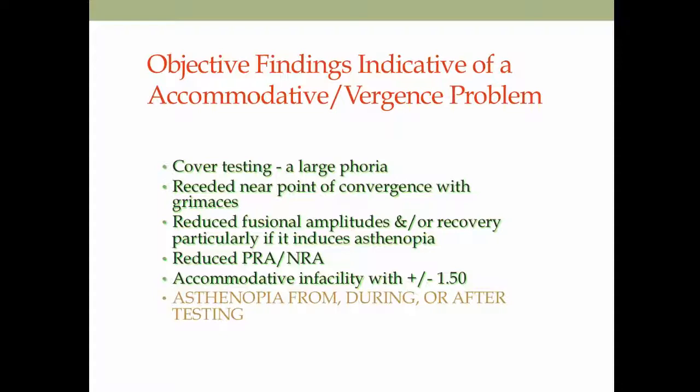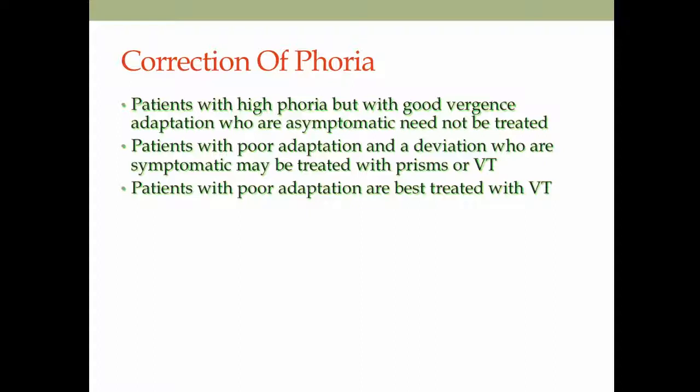When doing a near point of convergence, more important than the findings is looking at the patient's face, looking for grimaces, binocular problems, etc. Patients who have a high phoria but good vergence ability or good vergence adaptation may be asymptomatic and do not need to be treated. Patients with poor adaptation and a deviation may be treated with prisms or vision therapy. Only treat symptomatic patients. If they're not symptomatic, don't.